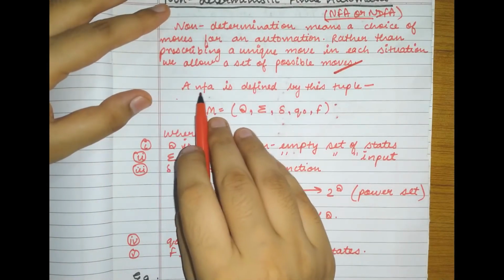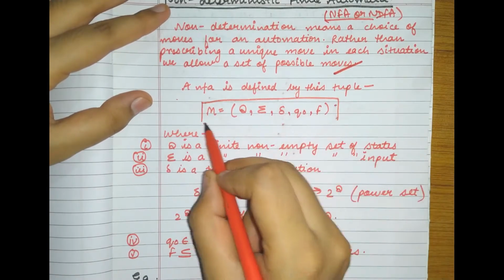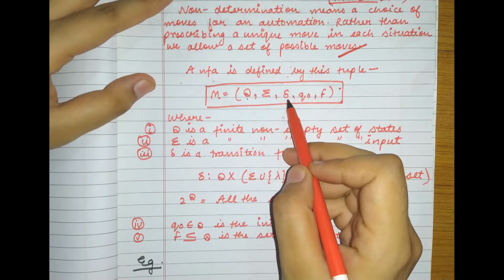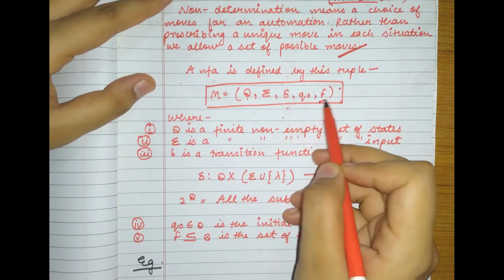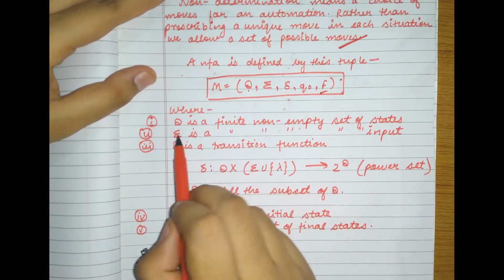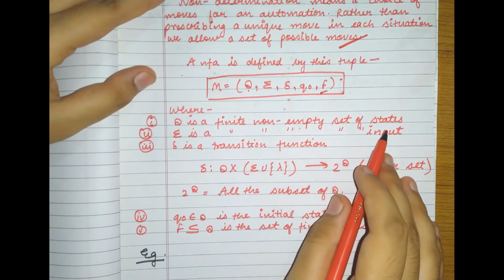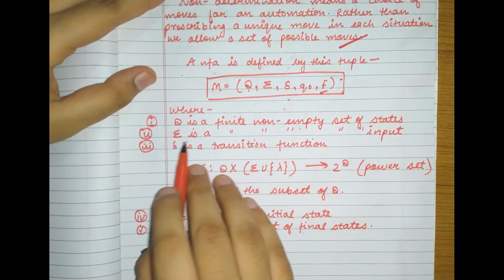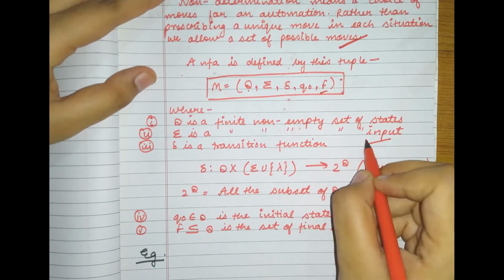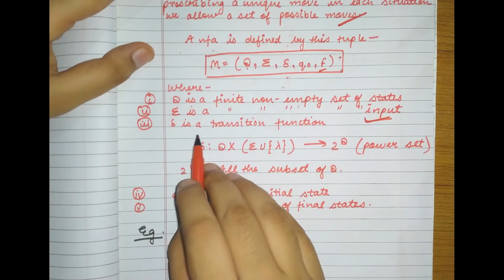Our NFA is defined by these 5 tuples: Q, sigma, the transition function, the initial state, and the final state. Let me explain these one by one. What is Q here? Q is a finite non-empty set of states. What is sigma here? Sigma is a finite non-empty set of inputs, the same as in a DFA.